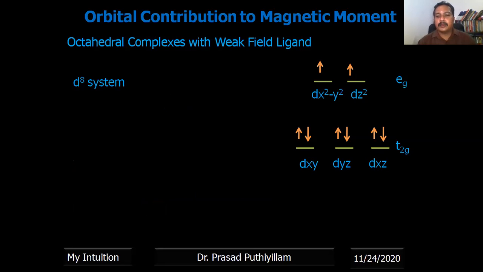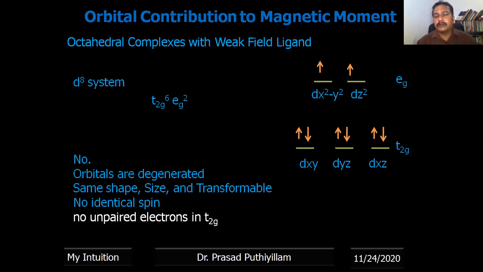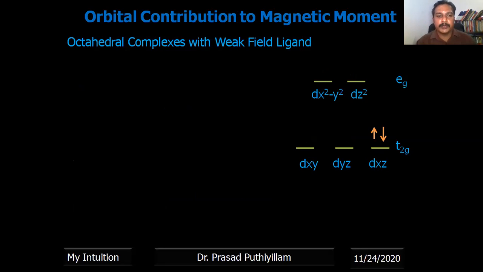Now what happened on the t2g level? There are no unpaired electrons; they are completely paired. So paired electrons cannot contribute. t2g6 eg2, that is the electronic configuration. The unpaired electrons are in eg. Okay, that is the degenerate orbital; they are the same, having same size, same shape, and transformable. Whereas there is no unpaired electron in t2g, therefore it cannot contribute towards magnetic moment.